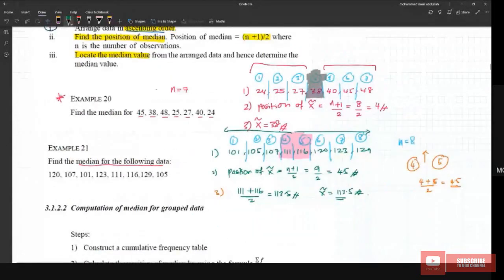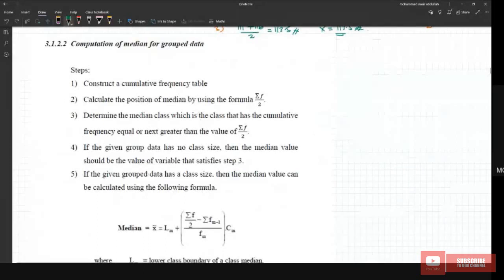Okay, now, are you okay? Can we move to the next part, which is the calculation of the median for grouped data?